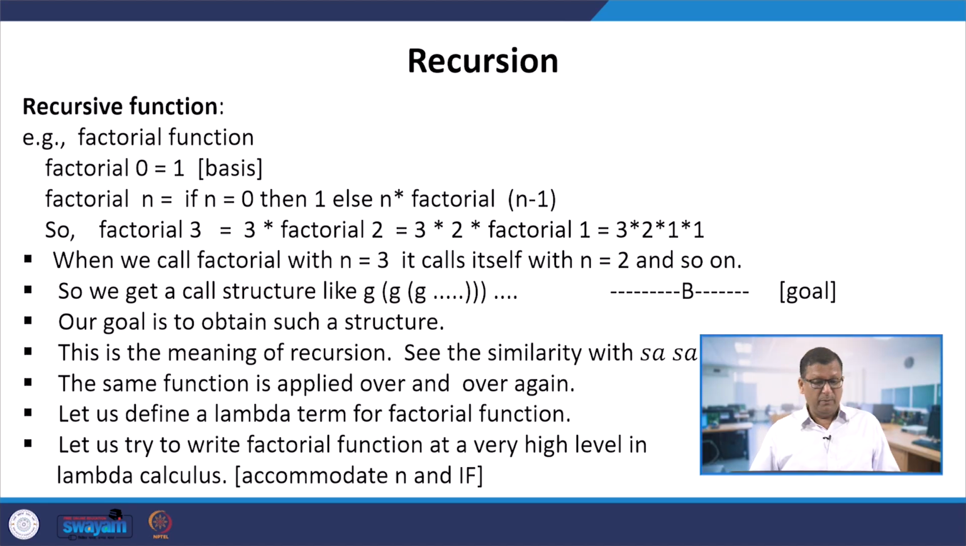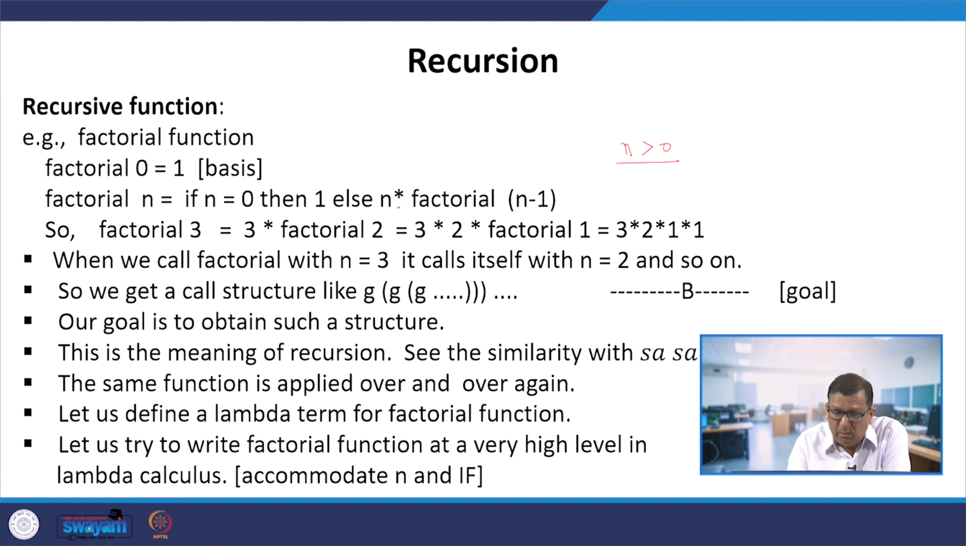Now the recursive function. We will consider, for illustration, the factorial function. The factorial function, we know, is: factorial of 0 is 1, and factorial of n when n is not 0, that means n is 1, 2 and so on, greater than 0. So if n is 0, we write the factorial function like this, in a programming language way. If n is 0, then the factorial function will give us 1. Otherwise, that means n is greater than 0, so it is 1, 2, 3, 4 like that.